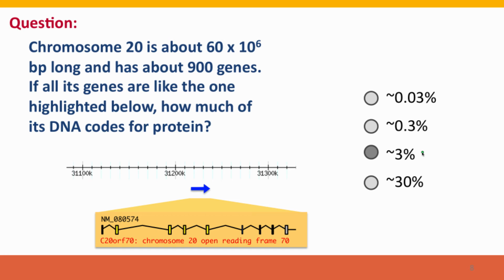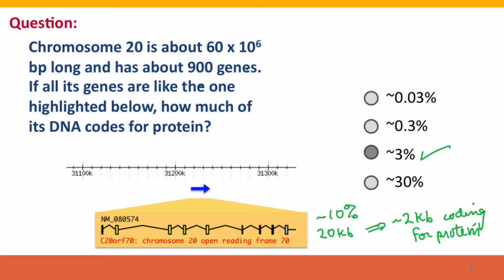The right answer is 3%. And this comes from a combination of arithmetic and estimation. What you first have to do is a rough approximation of how much of this gene is actually coding for protein. And just a ballpark estimate, I'd say about 10% of the line is boxes, and the rest is introns. How long is the gene? Well, the gene's probably about 20 kb, and that means that there's approximately 2 kb coding for protein.